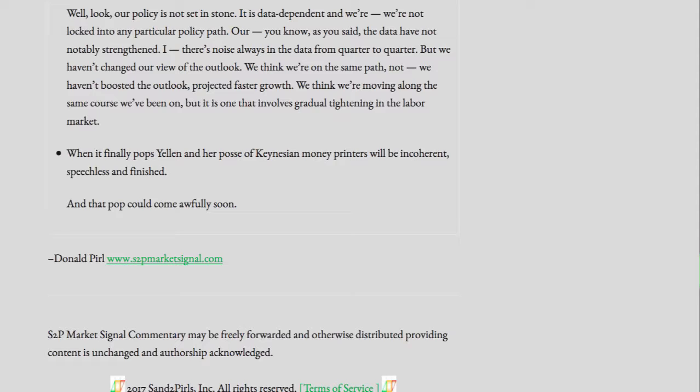When it finally pops, Yellen and her posse of Keynesian money printers will be incoherent, speechless, and finished. And that pop could come awfully soon.